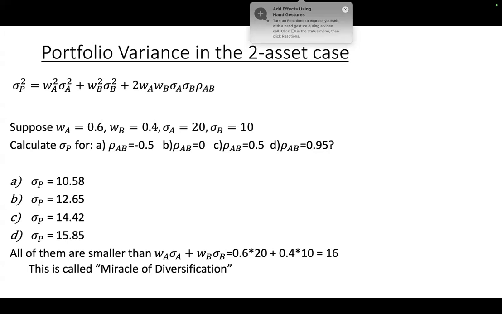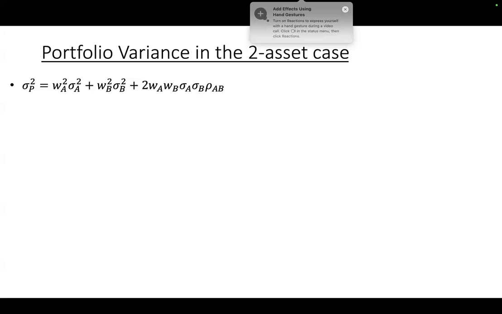All of them, all four cases here, are less than 16. So even if you find two assets that are very correlated, still the risk of the portfolio goes down. We call that the miracle of diversification. No matter how you do it, unless the correlation coefficient is 1. 1 means they exactly go up and down at the same time. Put that aside, every other case brings down the risk.